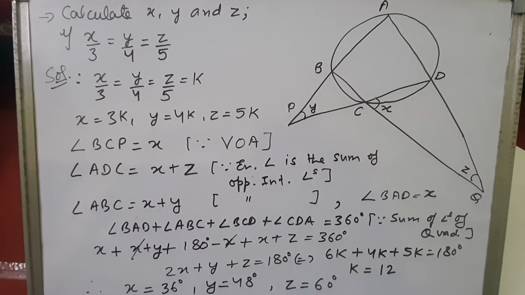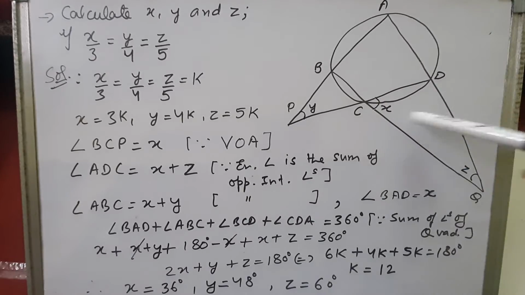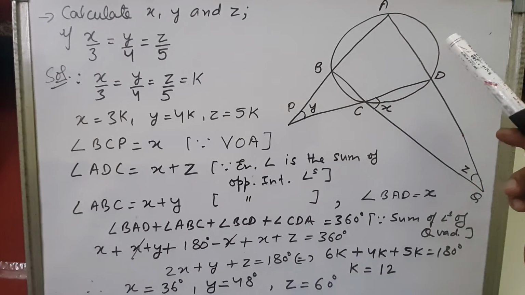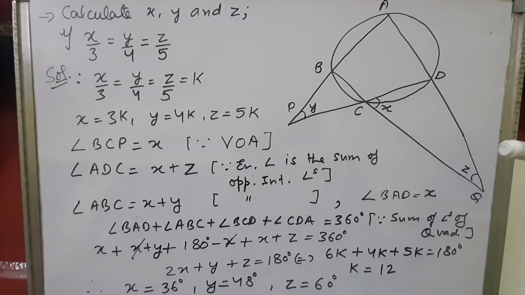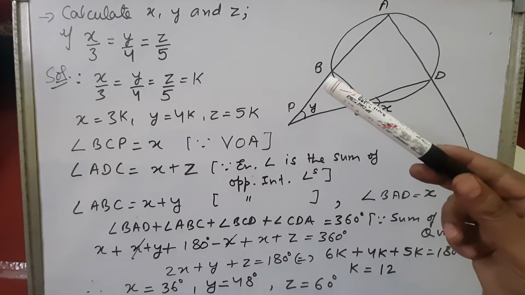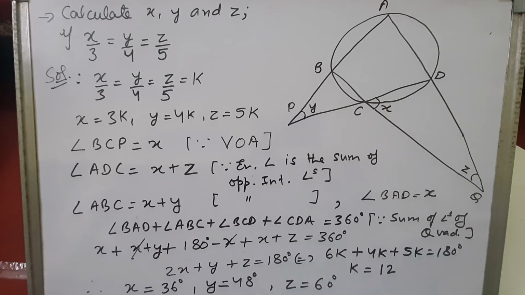Let's see another sum. Here it is given to calculate the value of x, y, and z from the given diagram. You can see here it is a circle, and we have to find the values of x, y, and z. Let's see the solution, children. The condition given is that x by 3 equals y by 4 equals z by 5.